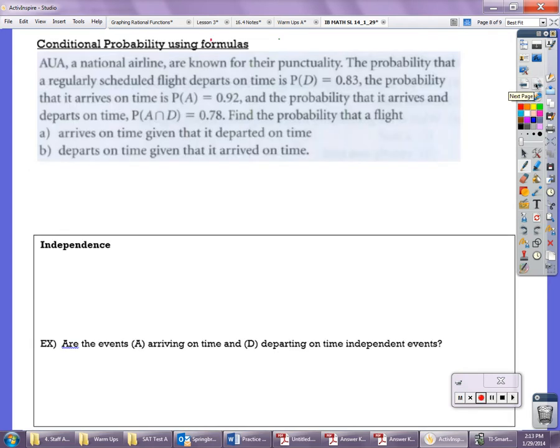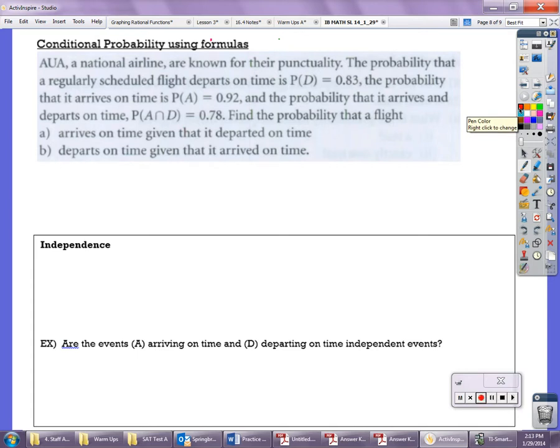Conditional probability, another example. You'll see something similar to this on most probably your external. What they usually want to do is deal with probabilities given. They may give you a situation, so conditional probabilities can be word problems. They can also do conditional probabilities straight through notation. So let's take a look at this one.